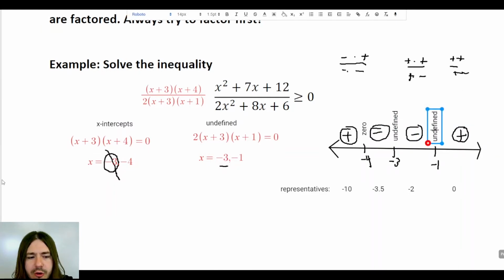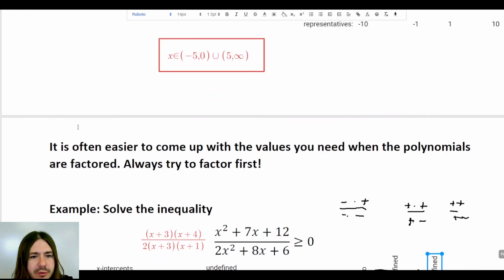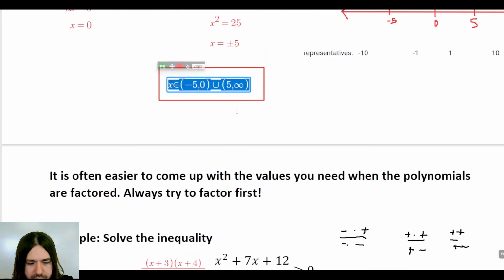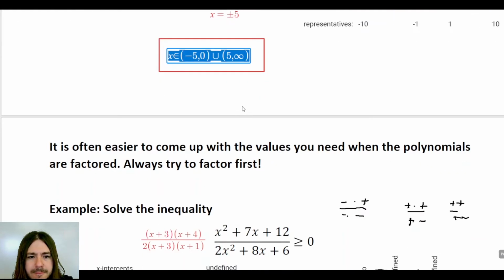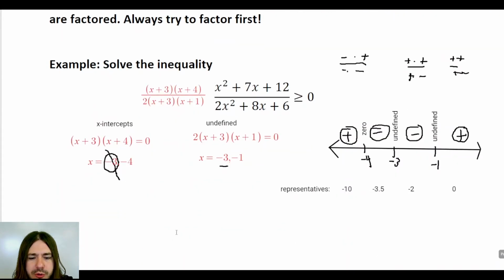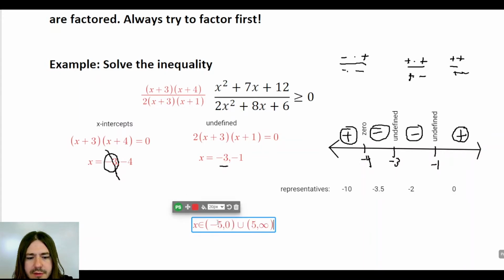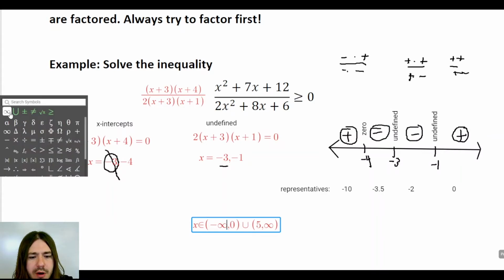Okay, so for my solution set, and I'm actually going to just borrow this one real quick. We are going to say that x is an element of the set. Let's see, the first positive is going to be in between negative infinity and negative 4, and we are going to include negative 4 because the inequality is greater than or equal to, and negative 4 is where the function equals 0.